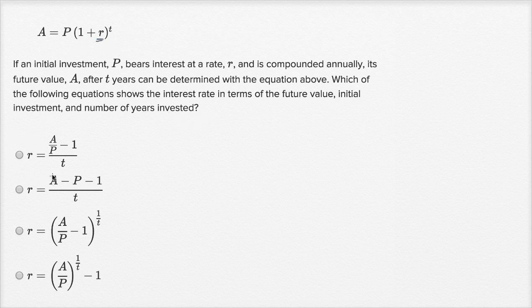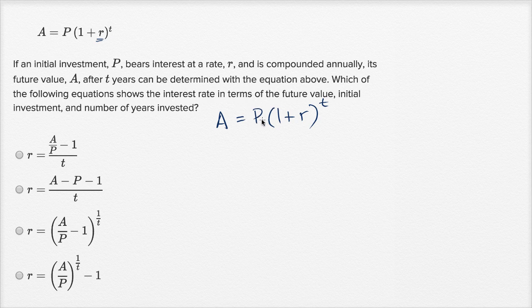So let's see if we can do that. So we have the future value. Let me give myself some space. Future value is equal, I'm just rewriting it, is equal to the initial investment times 1 plus our interest rate, and then that quantity to the t power. So let's see what we can do.